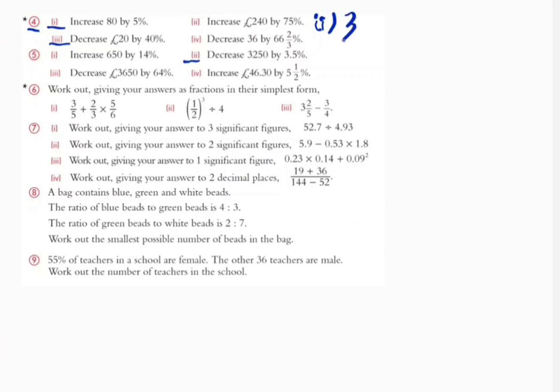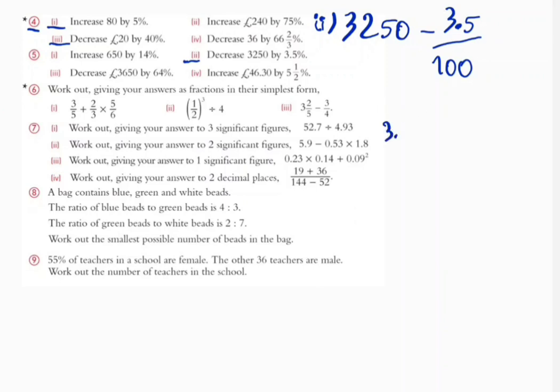So again, the initial amount minus, because this is decreasing, then 3.5% just means 3.5 over 100. Of course, we can change this fraction, because we can multiply top and bottom by 10 to get rid of this decimal here. So I'm going to do that here.